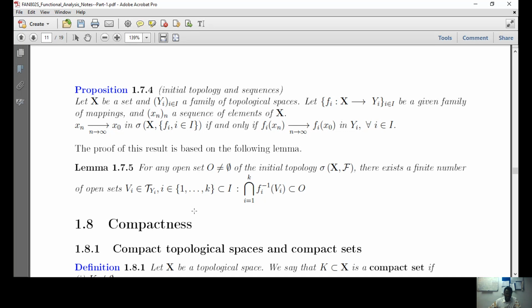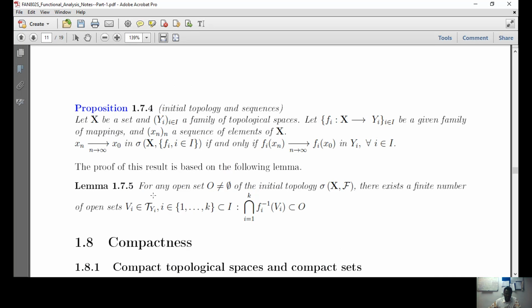All right, and finally, the final result is this lemma. This lemma, I will not even state, because the proof for this proposition relies on this lemma, and I'm not going to prove the proposition.